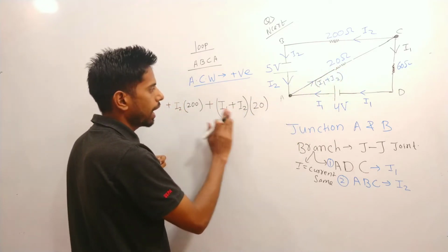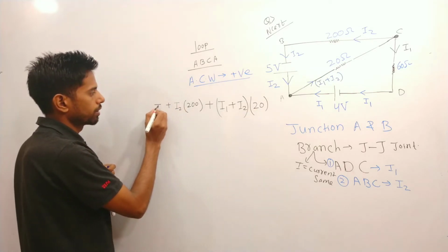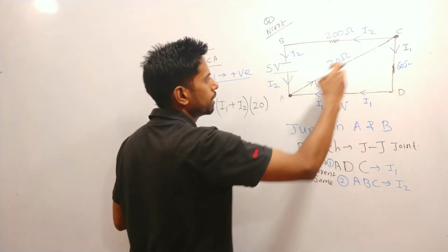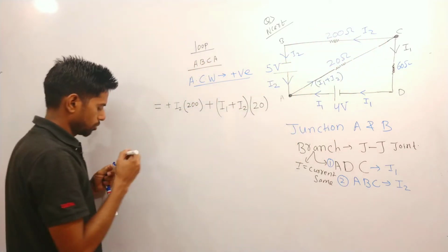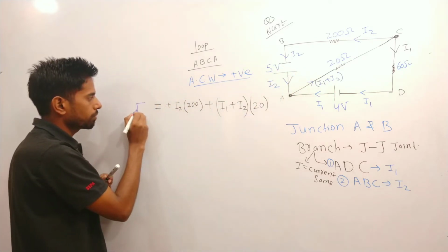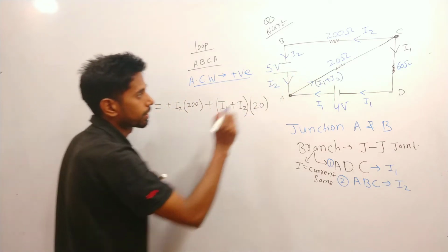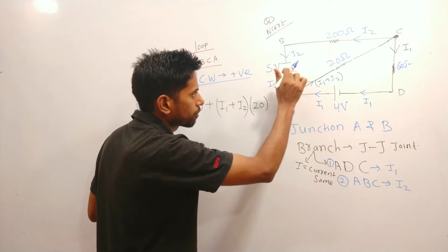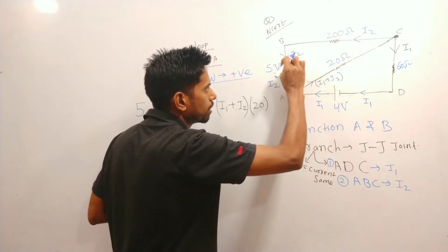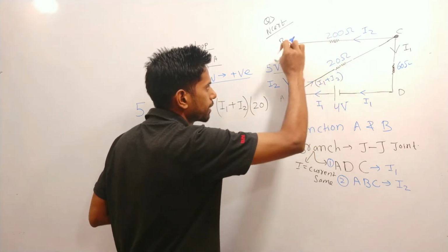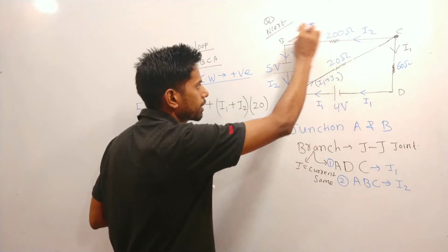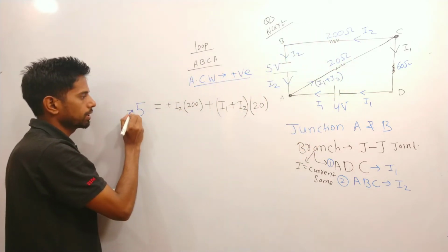I into R is equal to what? Is equal to total voltage. Total voltage in this loop is 5 volt. So how to write 5 volt? Whether it is plus 5 volt or minus, let's check. Current will start flowing across this from the positive terminal to the negative terminal, positive to negative. Is this clockwise or anti-clockwise? This is anti-clockwise. So you have to take anti-clockwise positive.